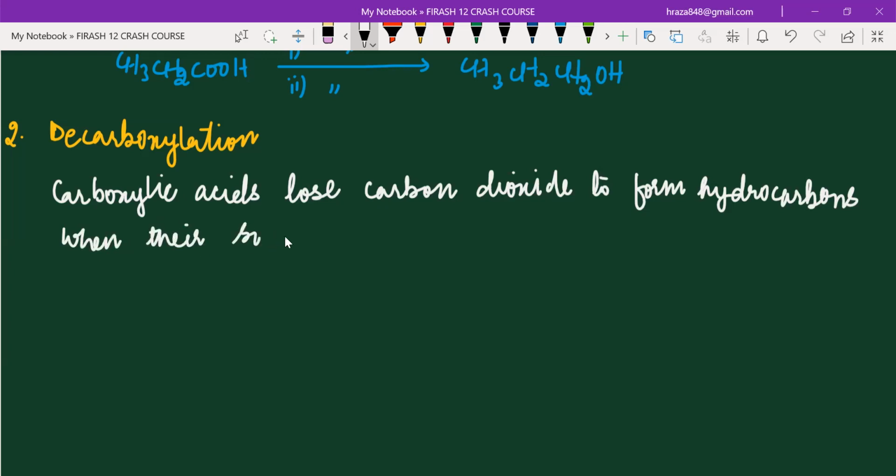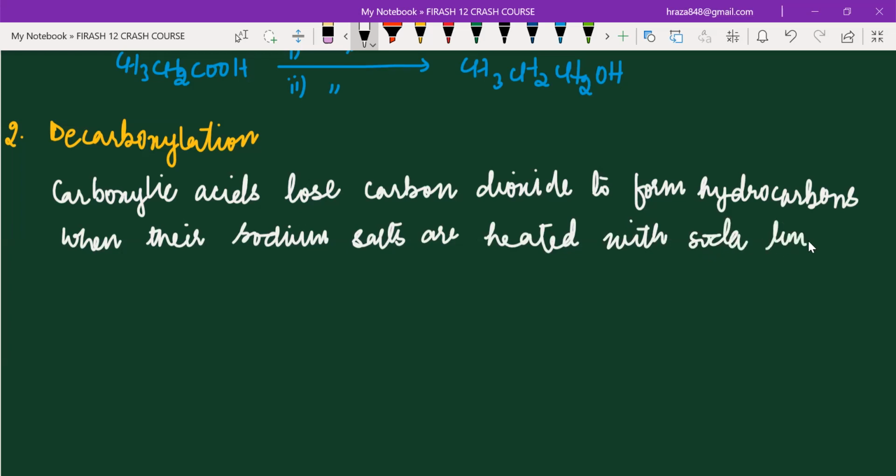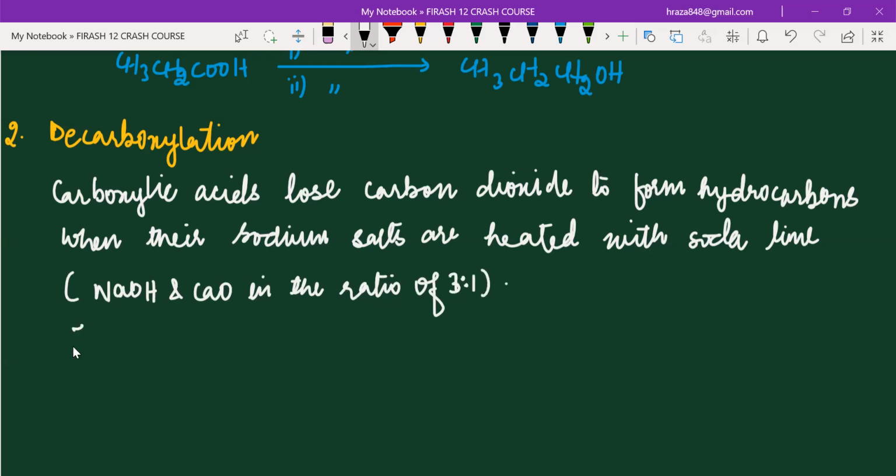When their sodium salts are heated with soda lime, that means basically mixture of NaOH and CaO, in the ratio of 3:1. The reaction is known as decarboxylation.